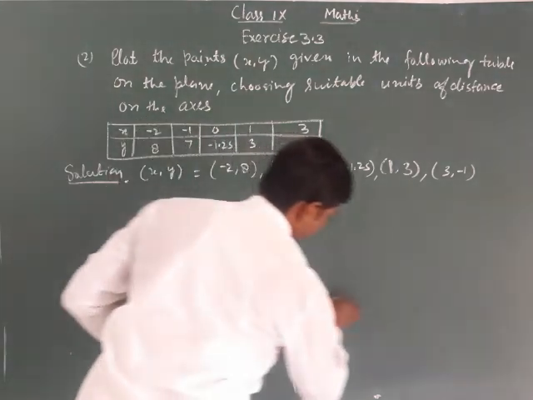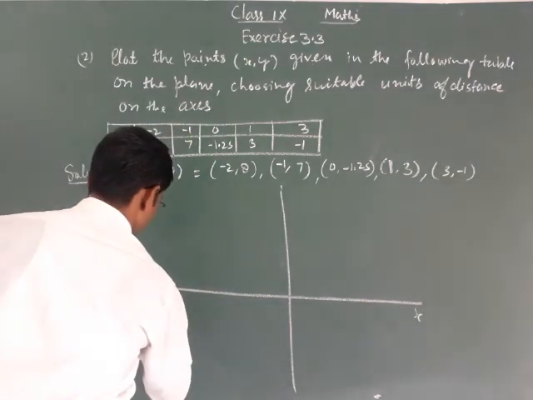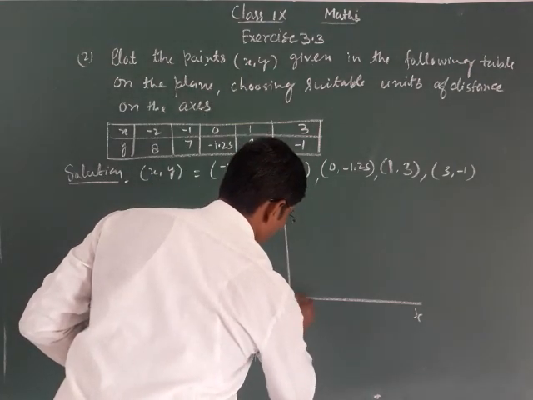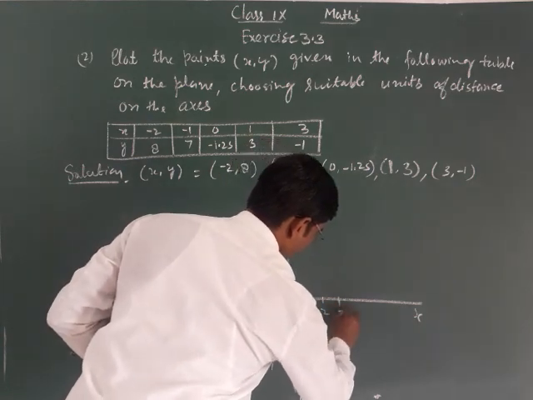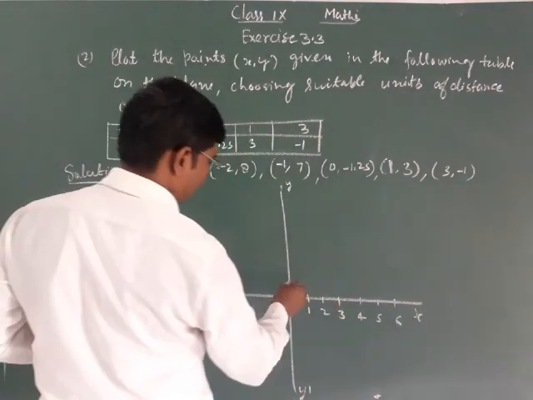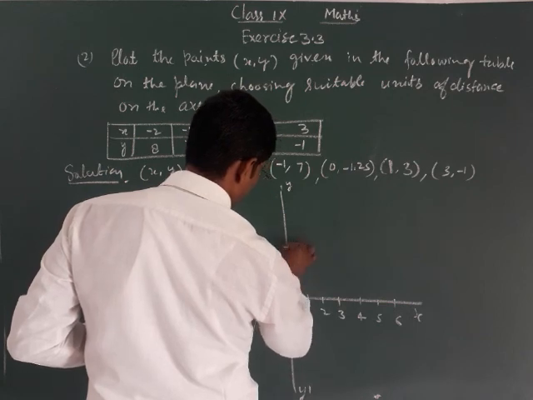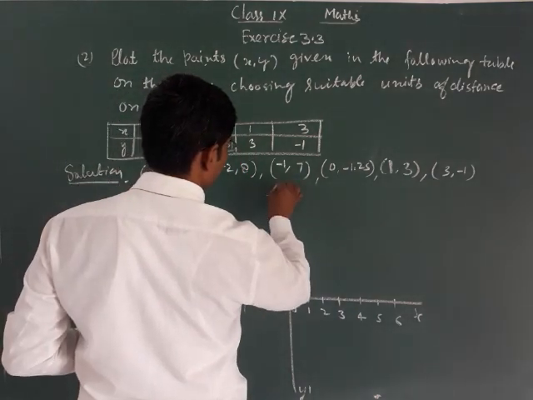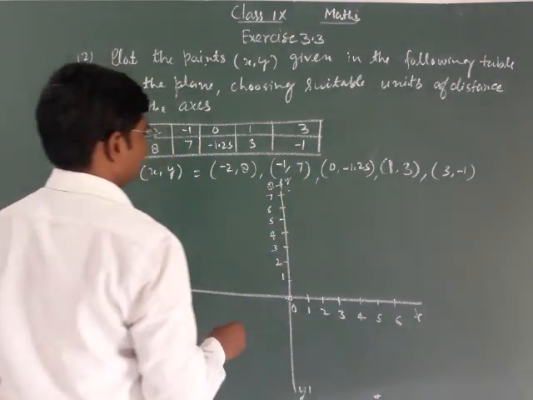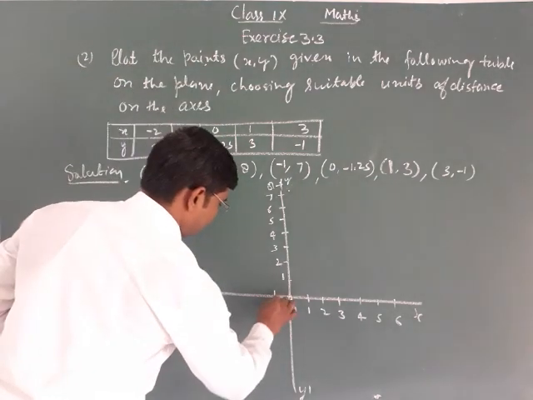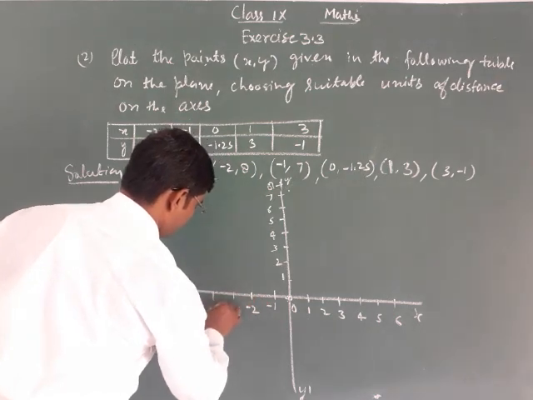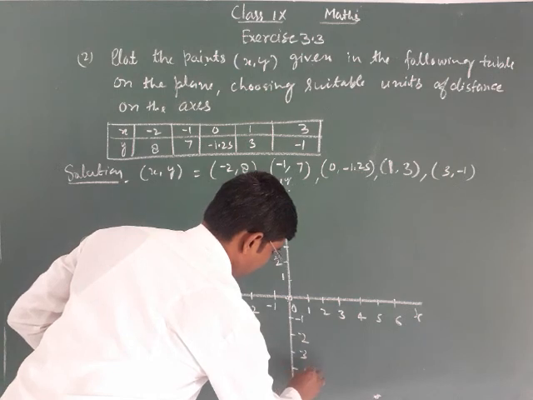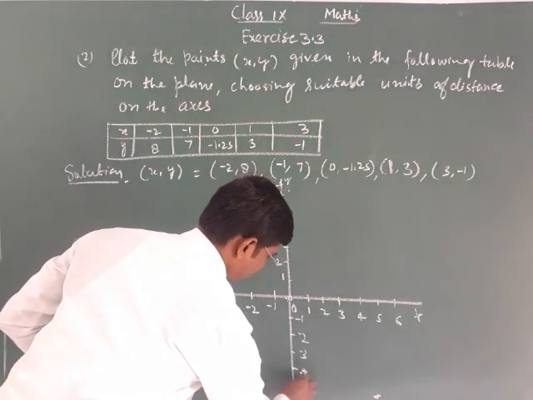So now draw the Cartesian plane: x'x, y'y, and this is the origin O. Mark 1, 2, 3, 4, 5, 6 and also 1, 2, 3, 4, 5, 6, 7, 8 on the y-axis, and minus 1, minus 2, minus 3, minus 4, minus 5, and also minus 1, minus 2, minus 3, minus 4 and minus 5.